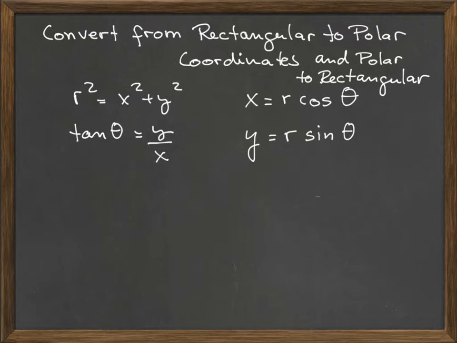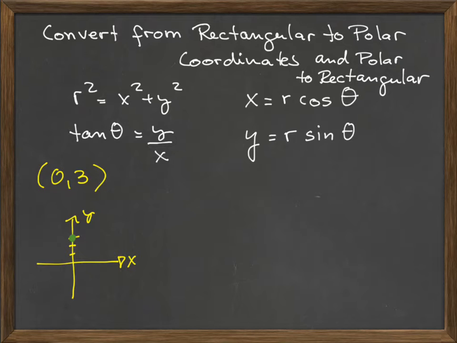Now let's take a look at converting from rectangular coordinates to polar coordinates. So let's say our rectangular point is (0, 3). Let me just graph it. This is our x and y coordinate: 1, 2, 3. So it would be right here, (0, 3). Okay, that's our point.